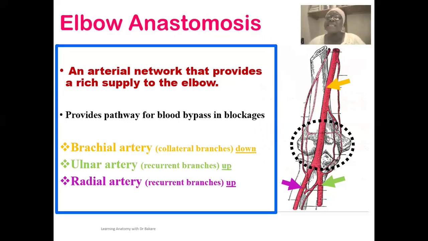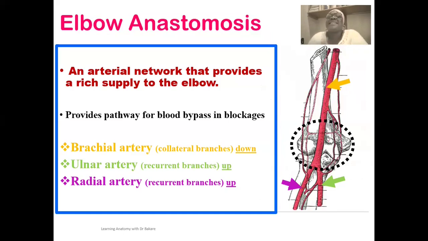So we see that the collateral arteries that emerge from the brachial artery are directed downwards, and this is where they are targeting the elbow because these branches emerge above the elbow. So they are directed downwards where they can finally reach the elbow region, where they will contribute to the formation of this anastomosis. We also have branches from the radial and also ulnar arteries that are directed upward. We say that these arteries are recurrent branches, and you see that they are targeted upward so that they will be able to reach the elbow region because their emergence is below the elbow.